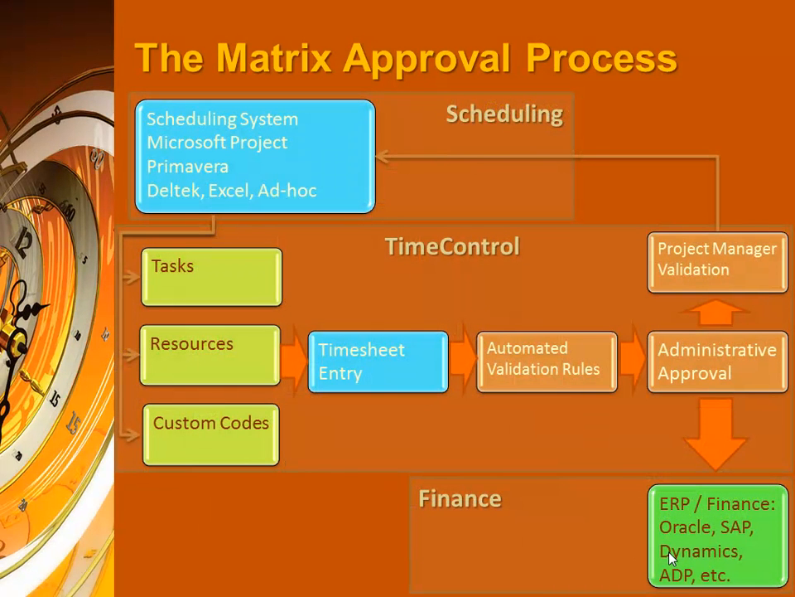When that all comes together, the flow of data can start from a project scheduling tool, or from an ERP list of accounts, and become a simple timesheet entry inside Time Control. Then we can apply automated validation and business rules, and once we get approval, we can send that data out to the ERP, finance, or payroll systems on one side, and back out through project manager validation and back to the scheduling tool on the other. You can find out more about the matrix approval process elsewhere on the TimeControl.com website.